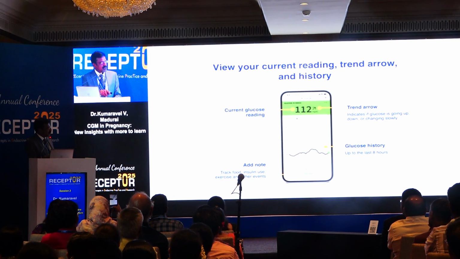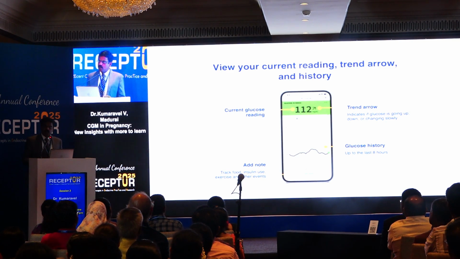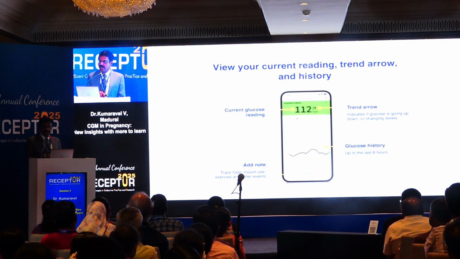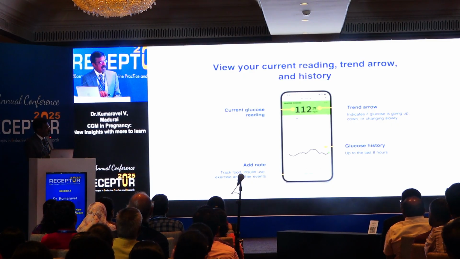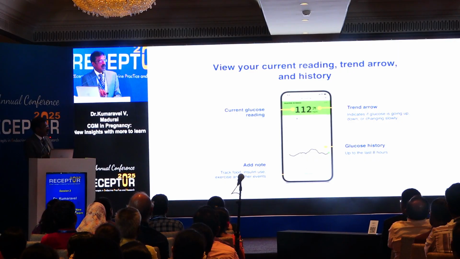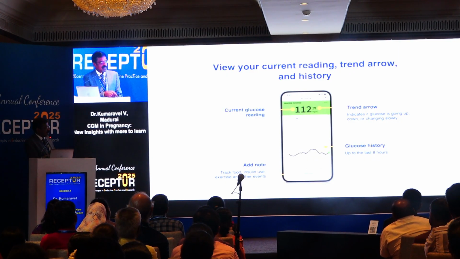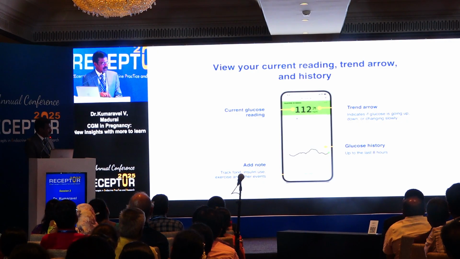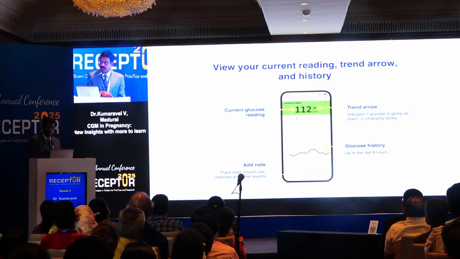If I see a blood sugar of 80 and it shows an increasing trend, I am not at all bothered because the sugar is going to increase. If I see a blood sugar of 200 and it shows a decreasing trend, I know it is going to come down. I need not immediately react. So this trend arrow is very, very useful. It indicates if glucose is going up, down, or changing slowly. And of course, you can have a glucose history where you can see how it has happened with each food. You can also have a note where you can track food, insulin use, exercise, everything.